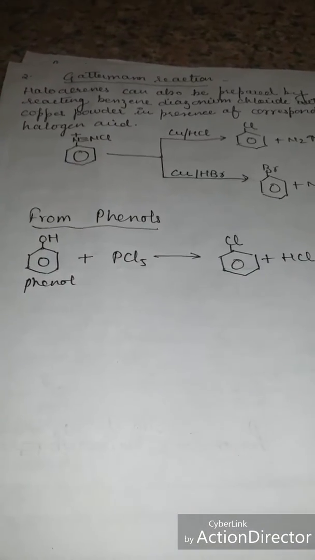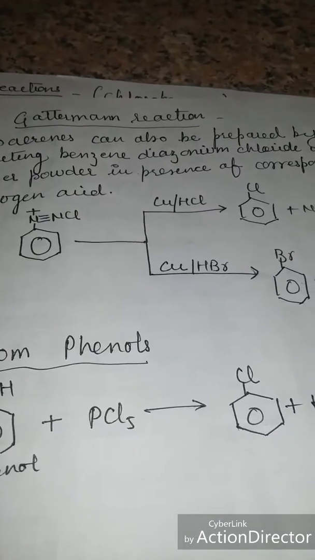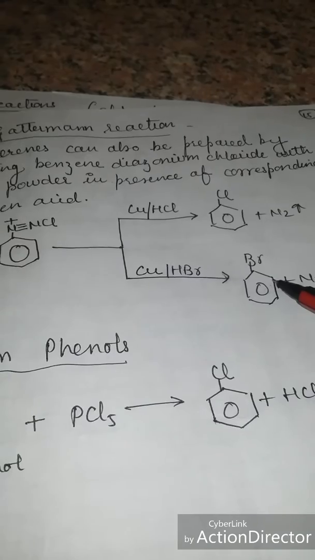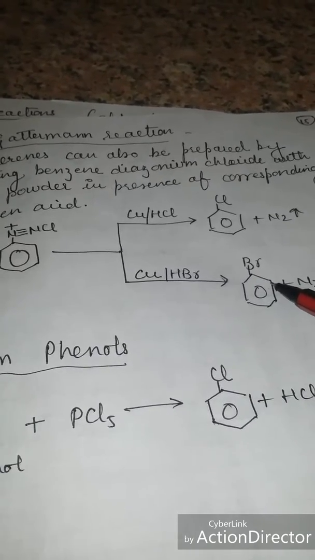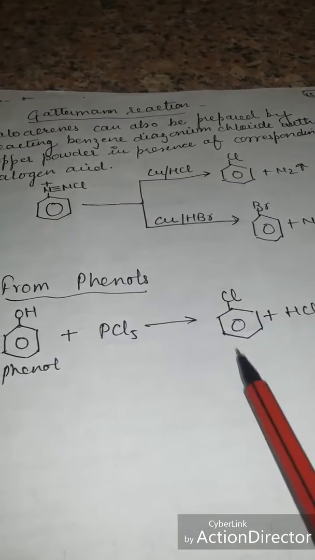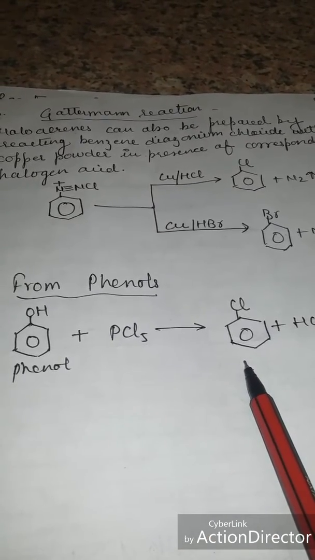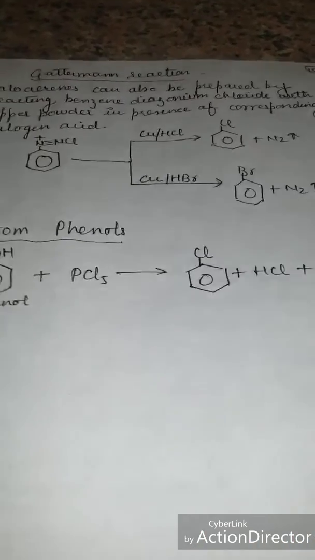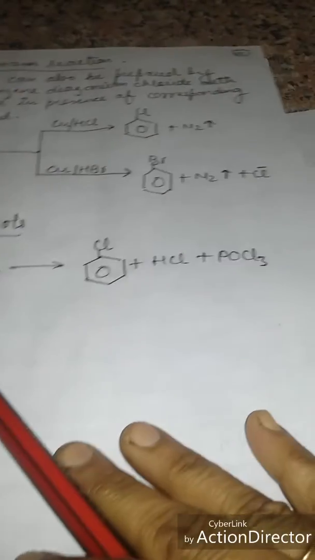Second is the Gattermann reaction, in which the haloarenes can also be prepared by reacting the benzene diazonium salt directly with copper powder in presence of halogen acid, so that will give you the corresponding haloarenes. From phenols also you can make it, that is phenol reacting with PCl5 giving you the corresponding haloarene. But with PCl5 you are getting POCl3 and HCl as a byproduct.